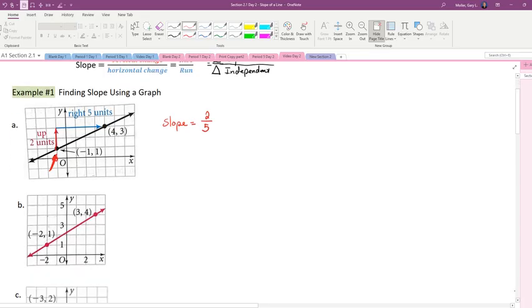All right, let's look at B. This time we are going up again, so our slope is going to be a positive number. We can just count how far up it is: 1, 2, 3, 3 units up. So this time it is a vertical change of up 3. And then to the right, which is positive, we count 1, 2, 3, 4, 5.